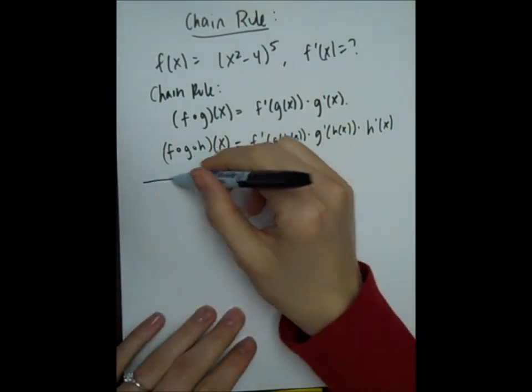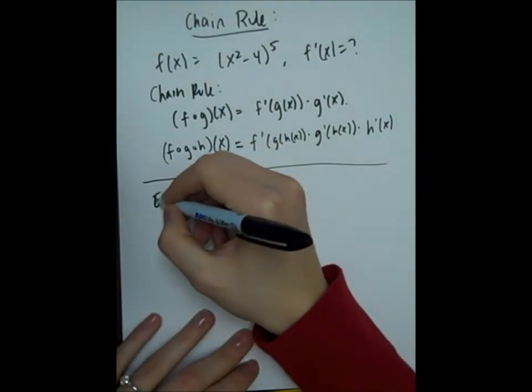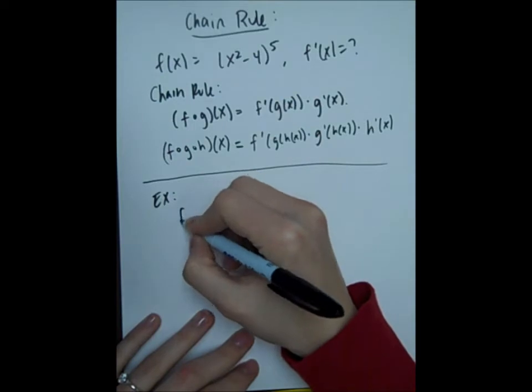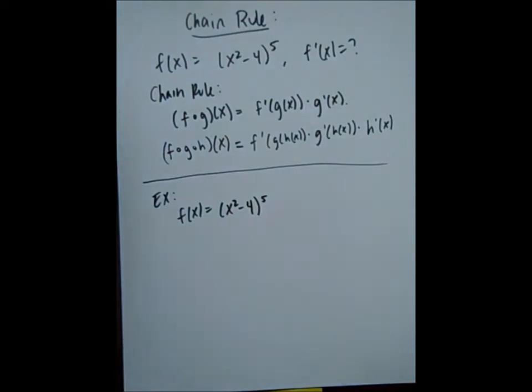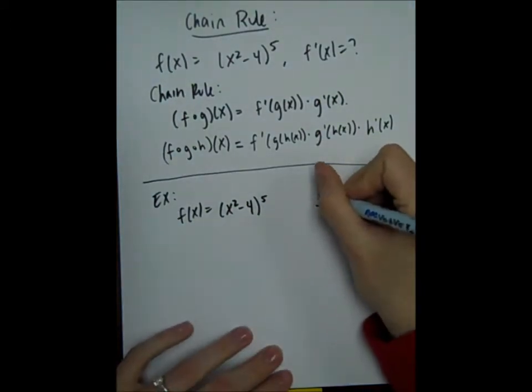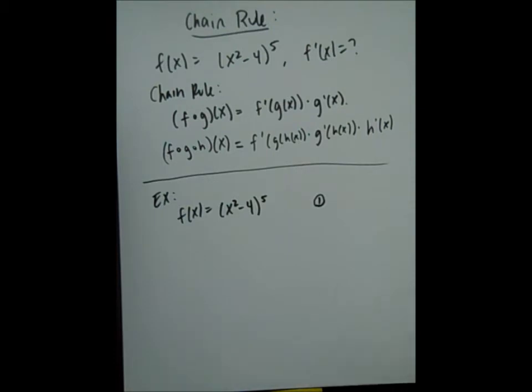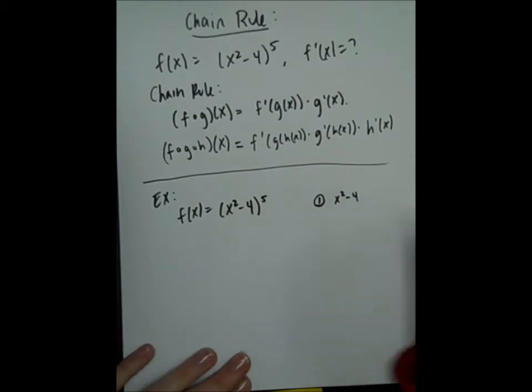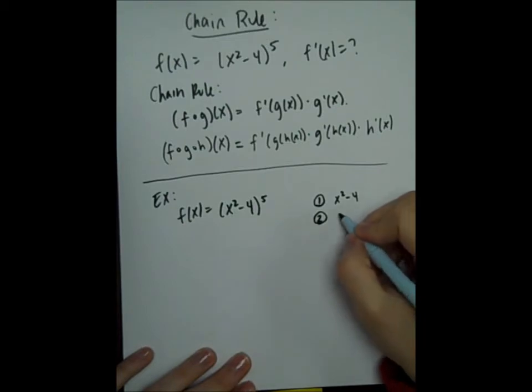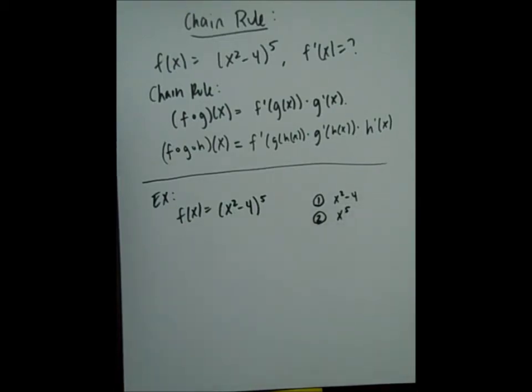Now how we're going to do this is write out our composite functions. So for example, let's look at our original function, x squared minus 4 to the 5th. Now you want to ask yourself here, if I was plugging in a number into this function, what's the first thing I would do? So if I wanted to figure out what is f of 2, what's the first thing I would do using the order of operations? The first thing I would do is calculate x squared minus 4. Then, what would I do? I would raise that number to the 5th power. So those are our two functions.